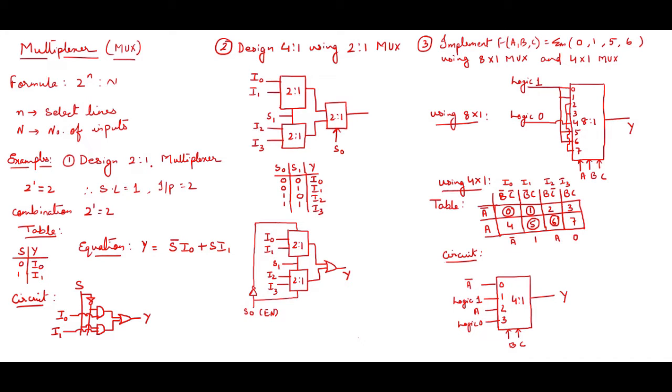So to design a 2:1 multiplexer, I'm using the same formula, 2 to the power 1. So what is 1? Select line. And what is the number of inputs? 2. So how did I get this? Just have a look over here. I will write 2 to the power n is to N, let's say. So what is N given in the question? Number of inputs is 2, so I'll write 2 over here.